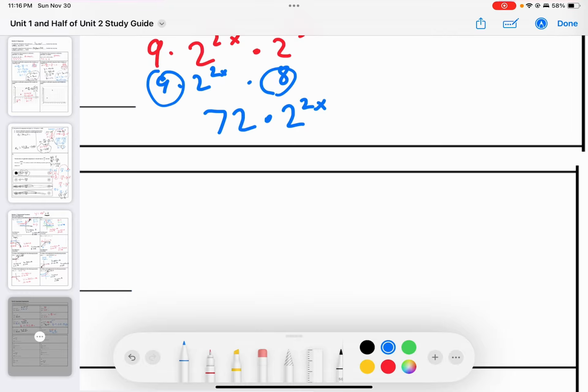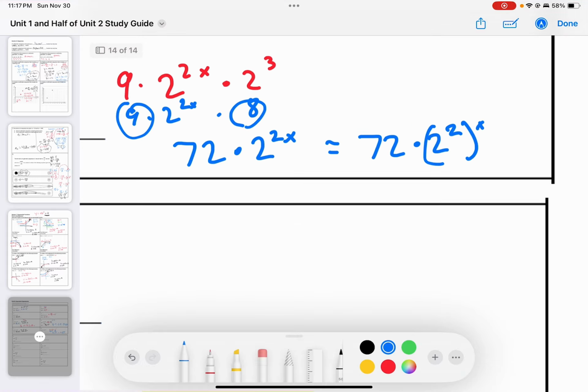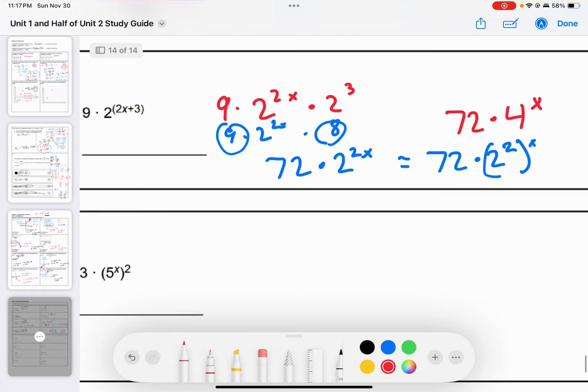2 to the 2x could be written as 72 times 2 to the 2 squared. I'm not actually sure I can simplify this anymore. 2 squared to the x. Oh, yeah, we can simplify that a little. What is 2 squared? It's 4. So this really can be written as 72 times 4 to the x.